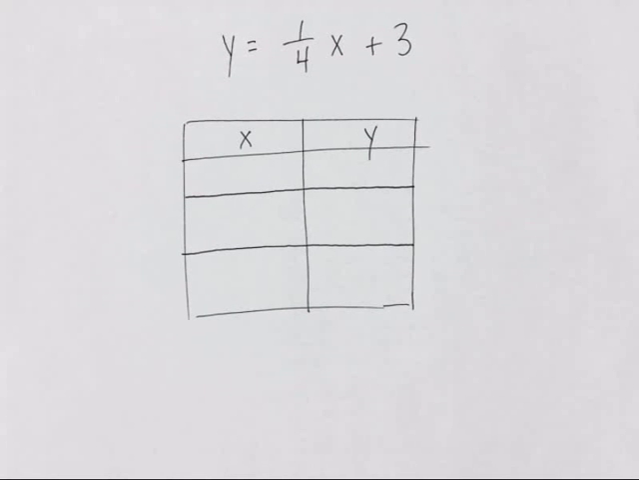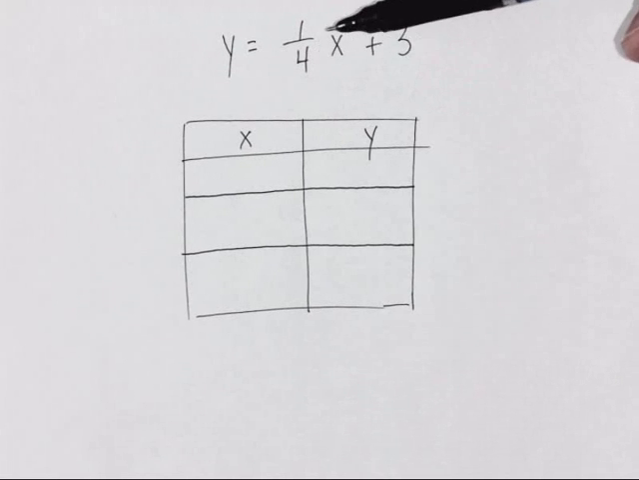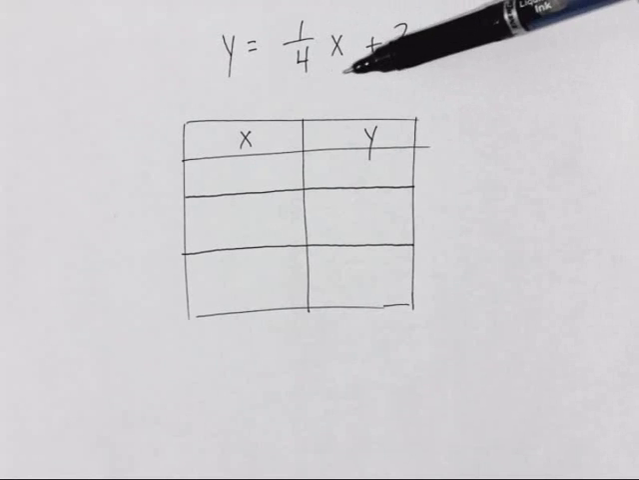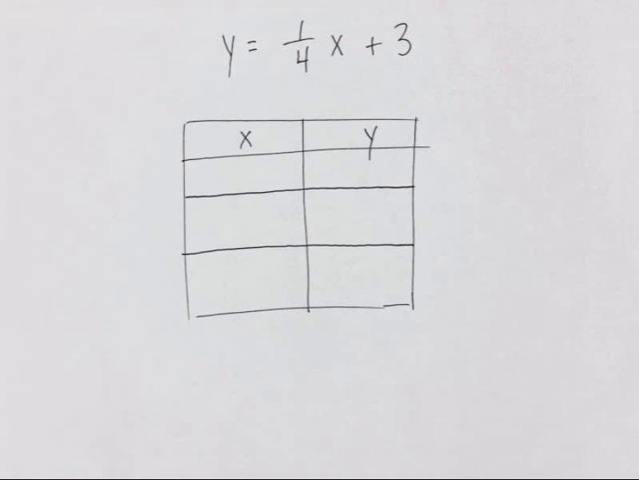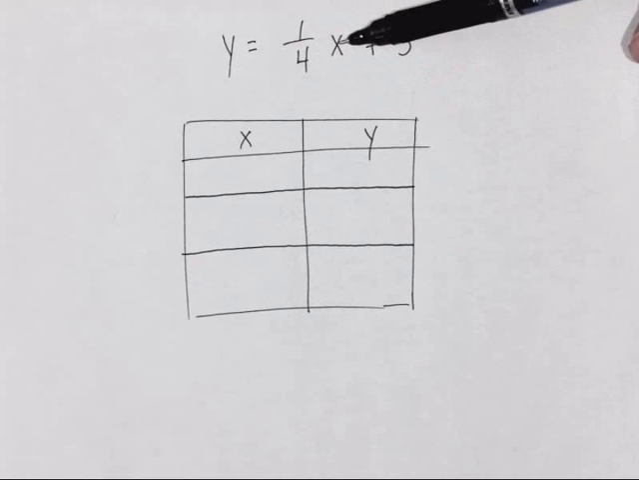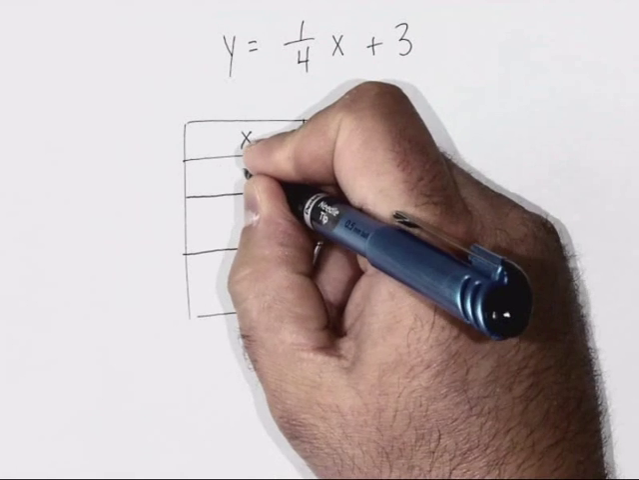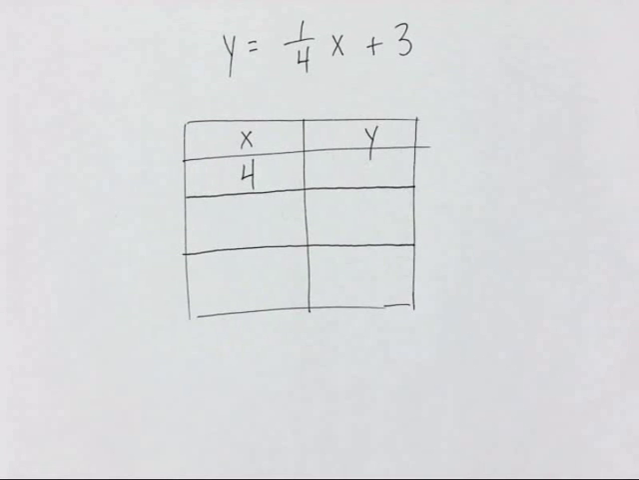So if we take a look at this denominator of 4, that gives me an idea of the types of x coordinates that I want to pick. As long as I pick x coordinates that are factors of 4, then when I multiply that number times 1/4, I'll end up getting a whole number, which will be really nice. So obviously I would want to start out with 4, right?